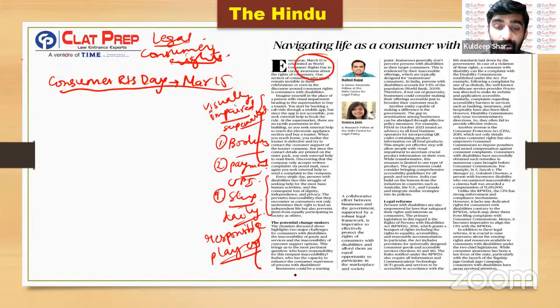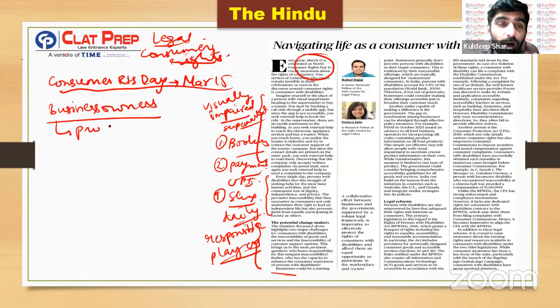So first thing he's arguing is regarding the business. Business owners should be the first ones to tackle such kind of problems. Whenever they design a product, for example, if someone is making or packaging a biscuit, he should make sure that there is some kind of identification mark which can be identified by a disabled person also.